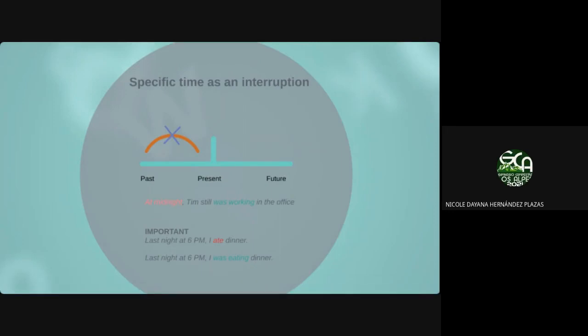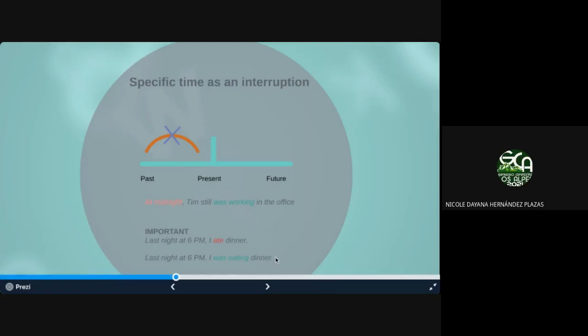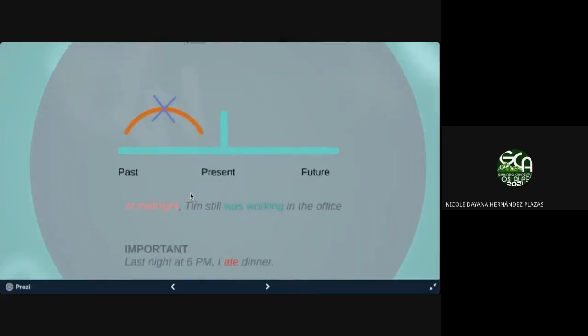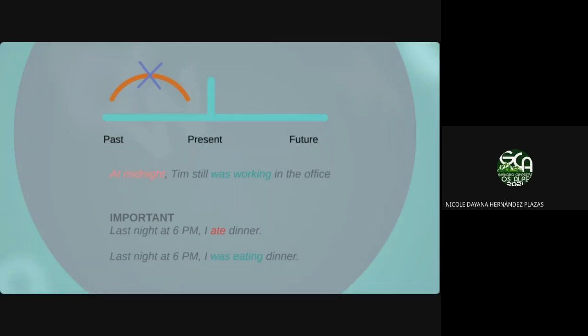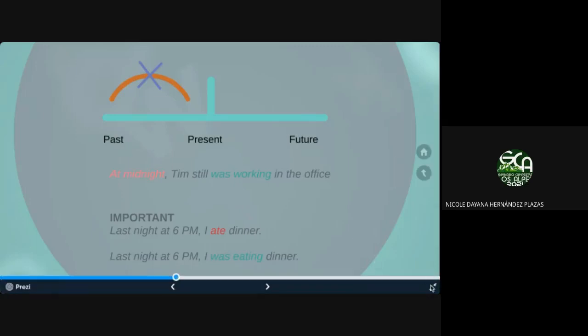If you say last night at 6 p.m. I ate dinner, you are talking about an action that is already done, an action that is finished, that is over. If you say last night at 6 p.m. I was eating dinner, you are talking about an action that had a duration in time. And both are okay. With specific times, you have the chance to use both. Questions up to this point? So please take notes, babies.